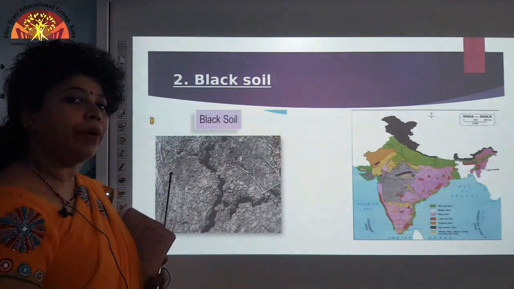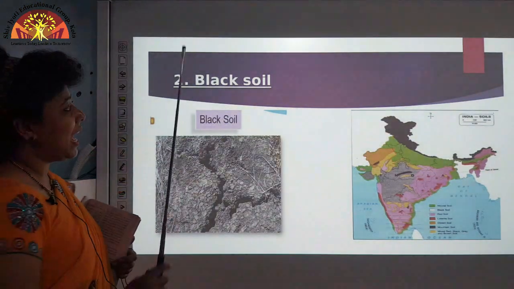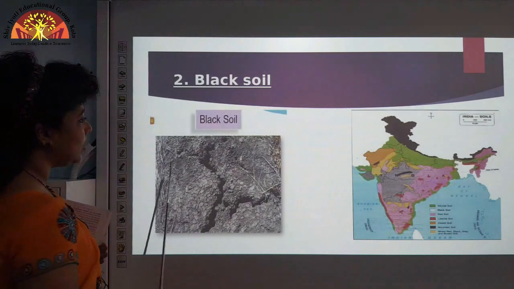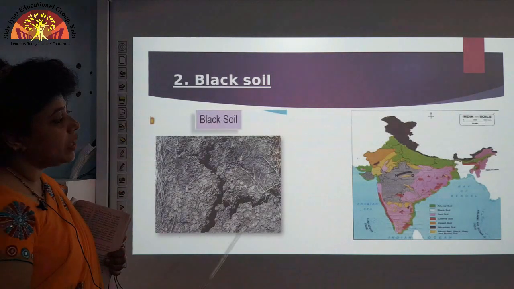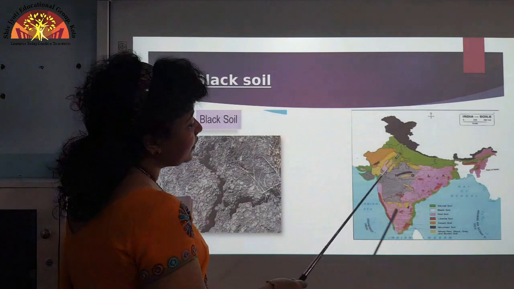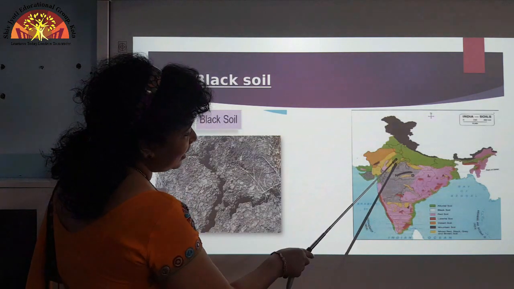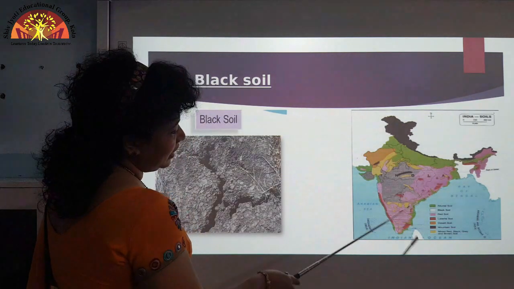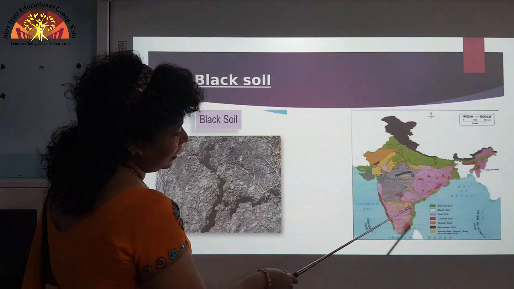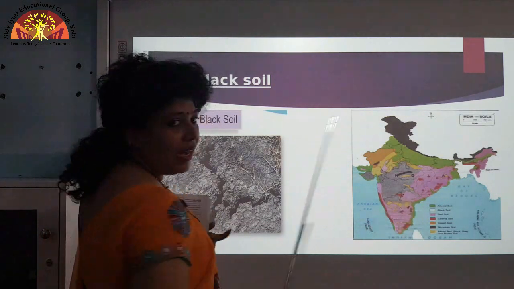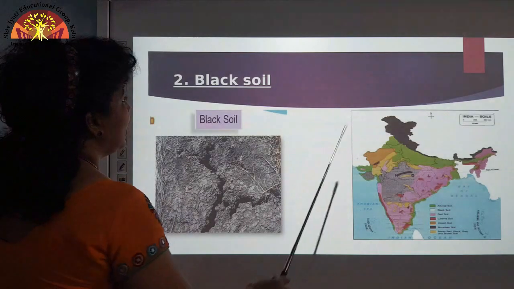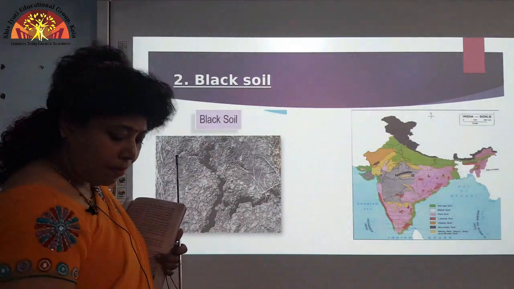Our next type of soil is black soil. As the name suggests, black soil is blackish in color. And where is it found? It is found in parts of Gujarat, Rajasthan, Madhya Pradesh, Maharashtra, Karnataka, Telangana and Andhra Pradesh. So these are the places where you can find black soil.